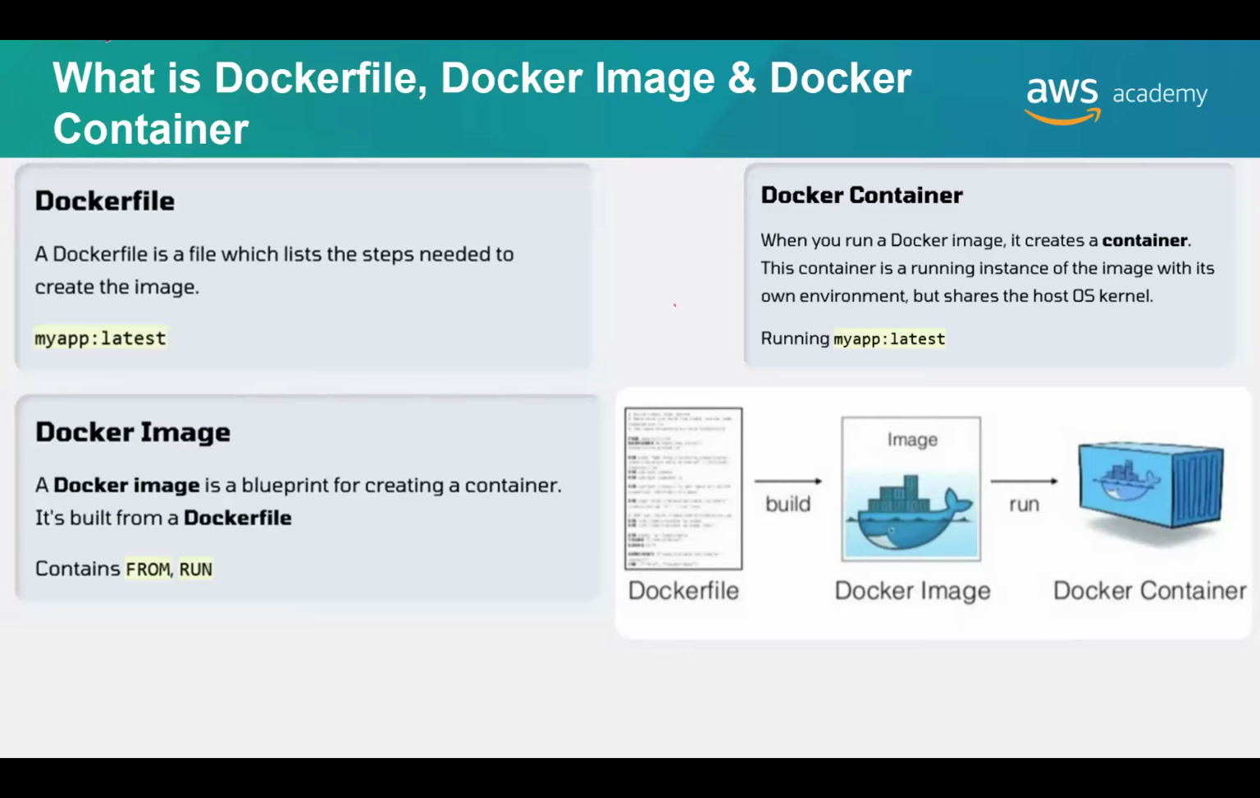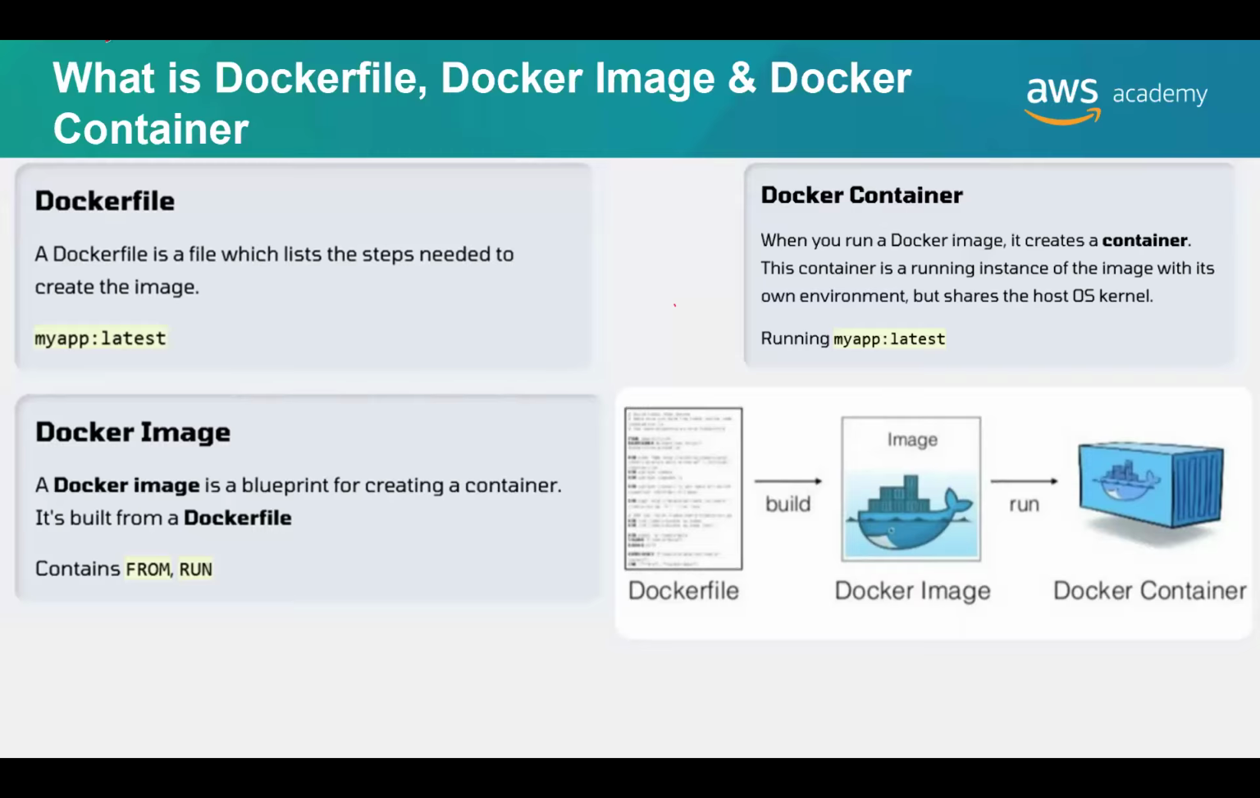Next, Docker containers. Images are the blueprint that we are going to deploy in the containers. Whenever you run a Docker image, it creates a container, and this container is a running instance of the image. Running instance of the image means whatever image you are running will be running in this Docker container, which is in its own environment but shares the host OS kernel.